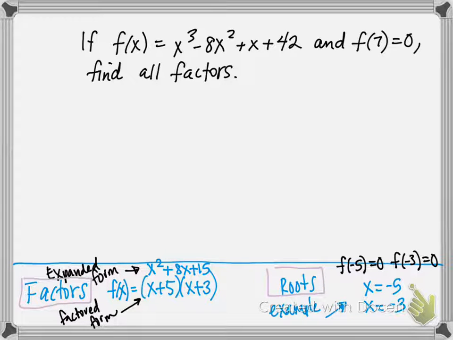In this example, we're given a polynomial, and it says f of 7 is equal to 0, so if you plug in 7 for x, you get 0, and we're asked to find all factors. So a couple things to look at the very bottom here, the difference between factors and roots.